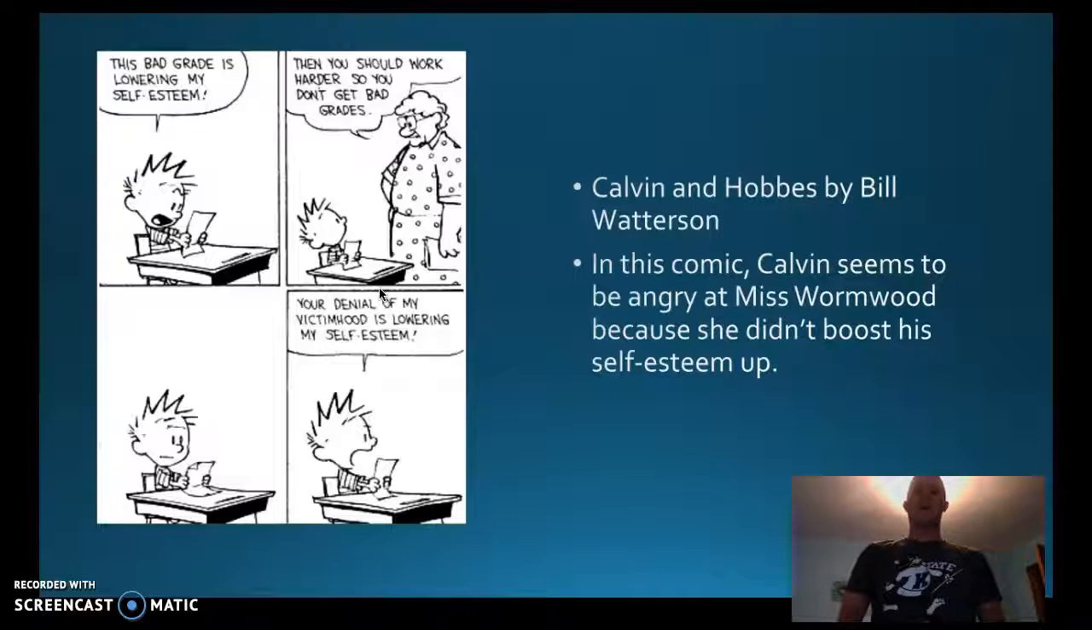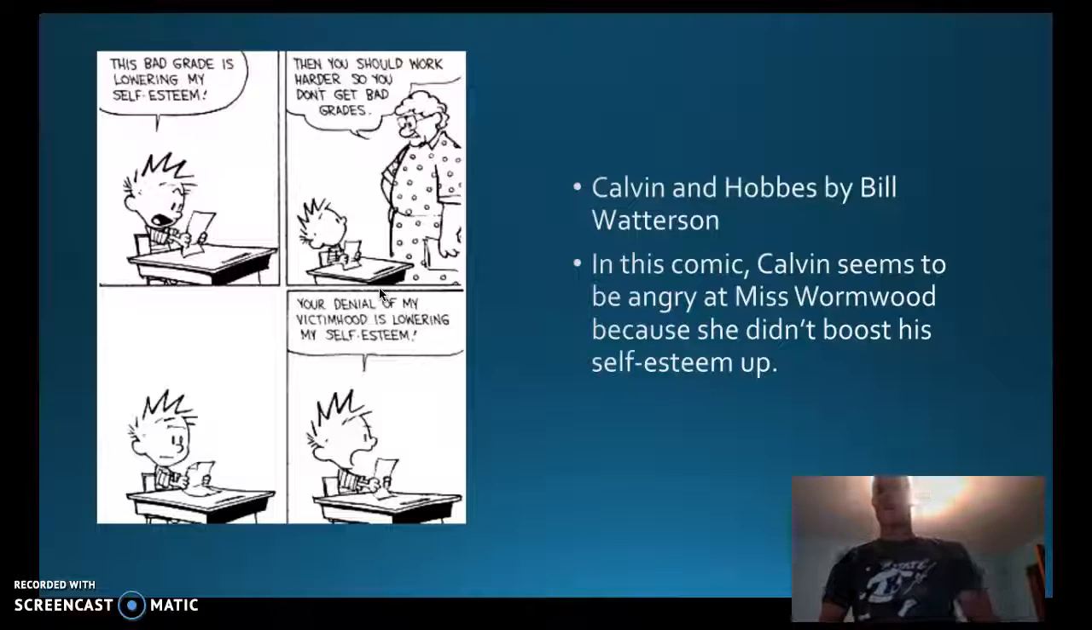So, in this comic, Calvin seems to be angry at Miss Wormwood because she wouldn't boost his self-esteem up the way that he wanted her to. And so I just thought that was funny and correlates to what we're talking about here.